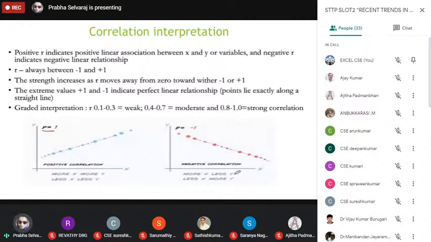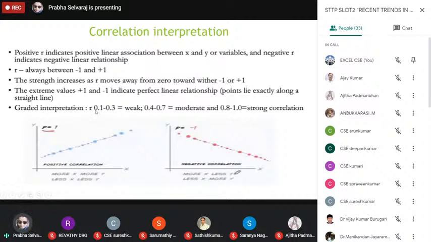Consider the first case where R is equal to 1. Here you see positive correlation, because as x increases, your y is also increasing. In the second diagram, it is a negative correlation, where whenever you increase the x, your y value keeps on decreasing. So in this case, you will consider it as a negative correlation.